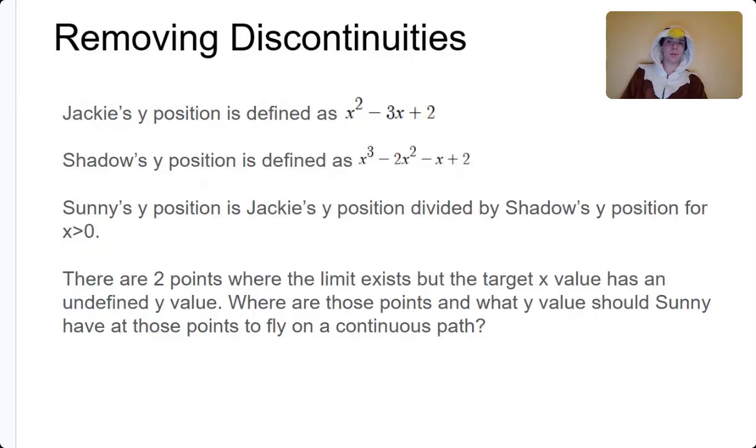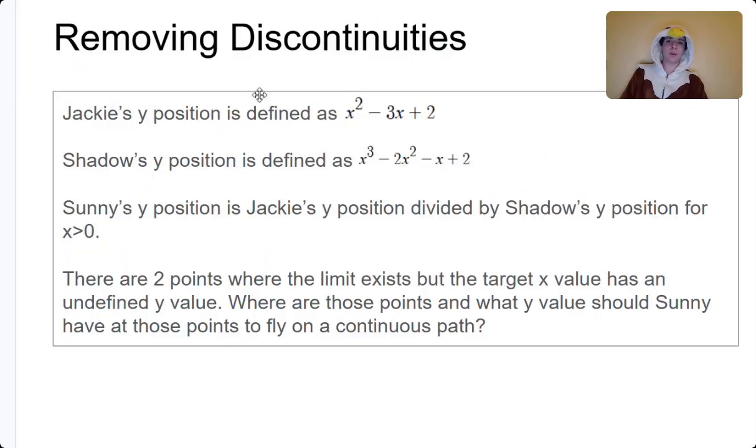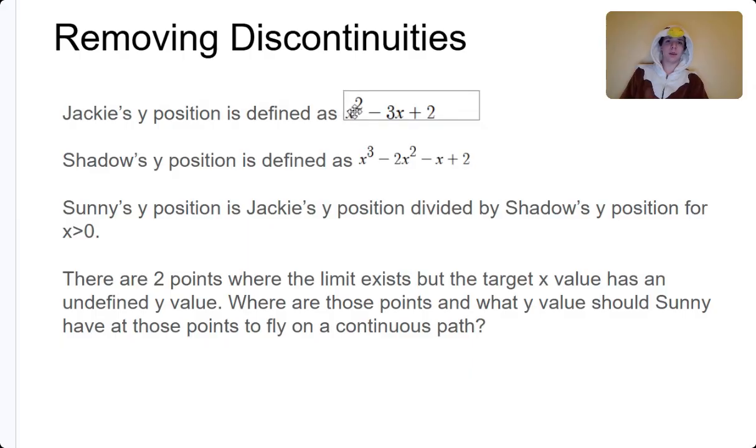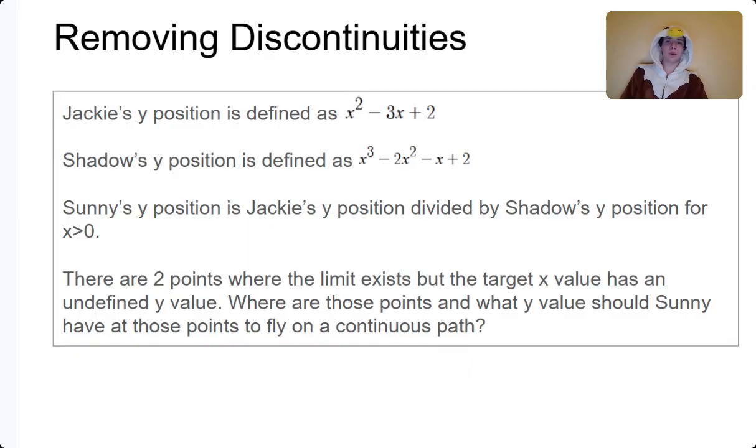So let's try this problem. Jackie's y position is defined as x squared minus 3x plus 2. Shadow's y position is defined as x cubed minus 2x squared minus x plus 2. Now, we want to find Sunny's y position, which is Jackie's y position divided by Shadow's y position for x is greater than 0.